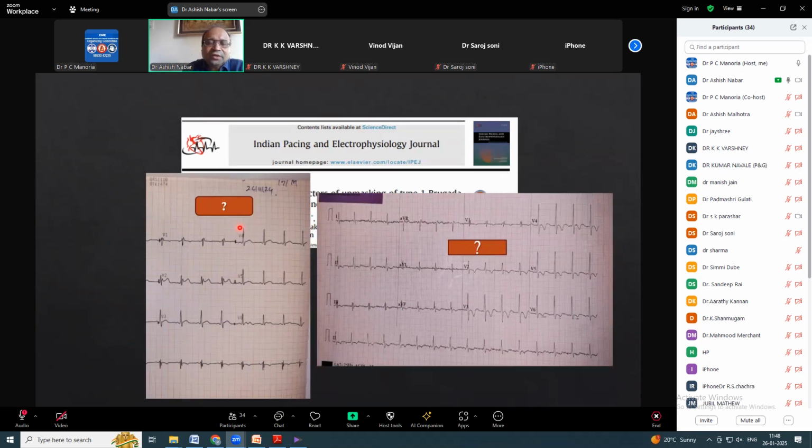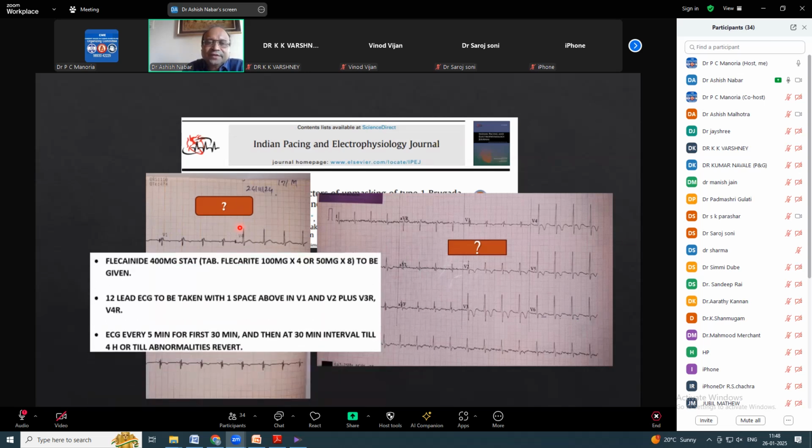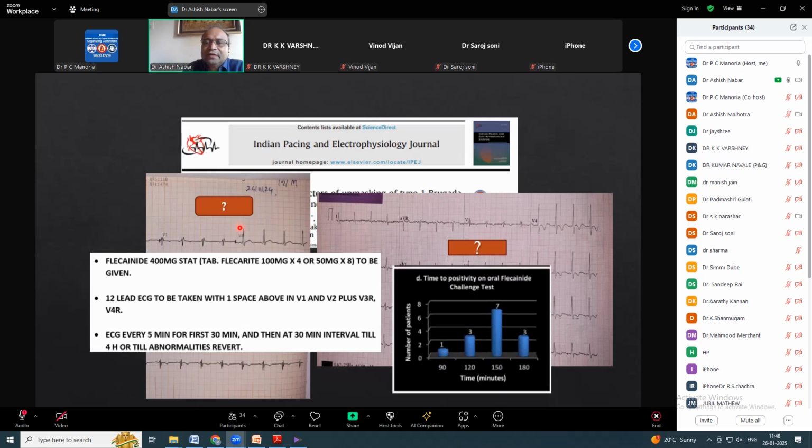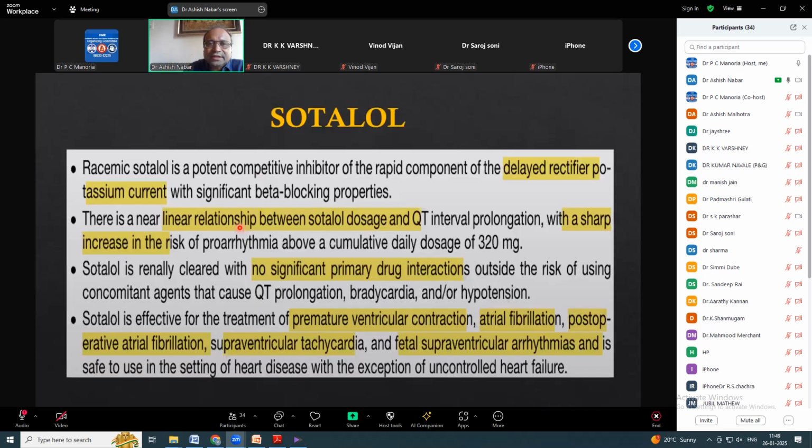We may have it sooner, but presently we do not. So there is this publication from Dr. Chitra, which used oral flecainide and monitored the ECGs frequently thereafter, initially at 5 minutes, then every 30 minutes for 4 hours. And if you get a positivity, which is suggestive of a type 1 Brugada on the ECG, then you have diagnosed a Brugada syndrome. So therefore, it is used as an oral flecainide challenge test.